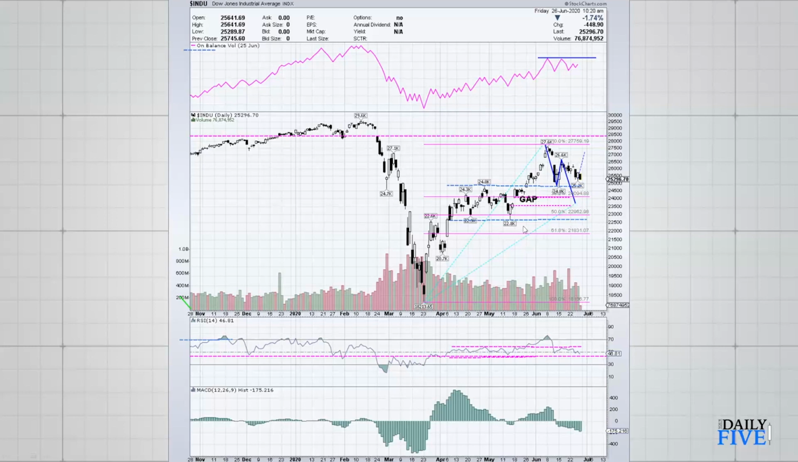I've got some Fibonacci retracements from the March lows up to this high that are also corresponding with some of these support areas within this range. And just below the range, there's a 618 retracement.